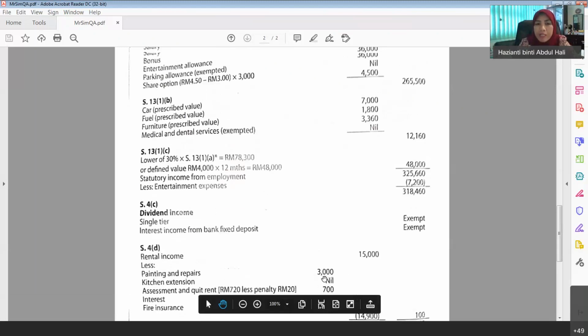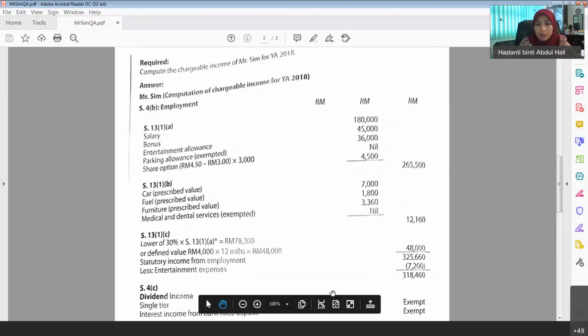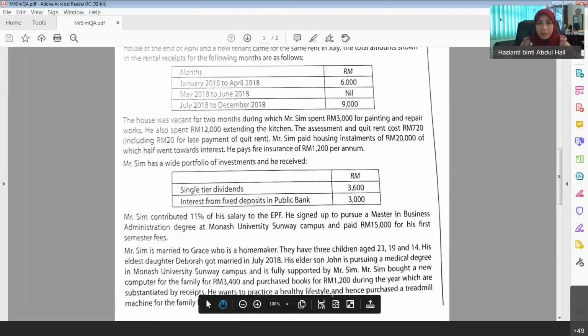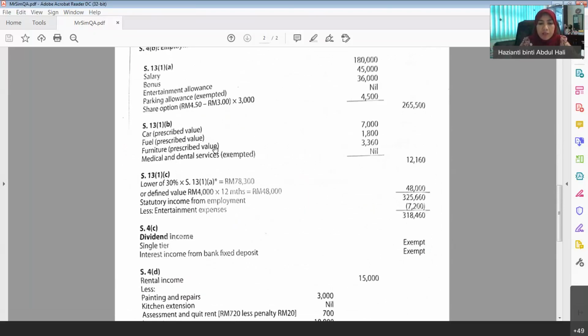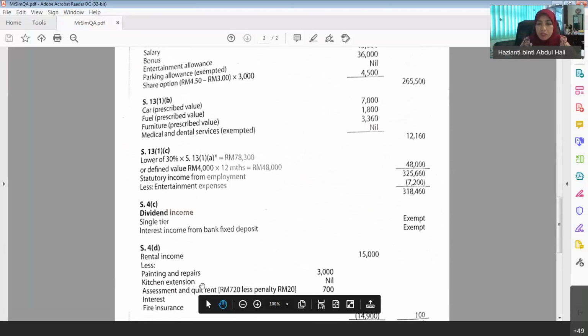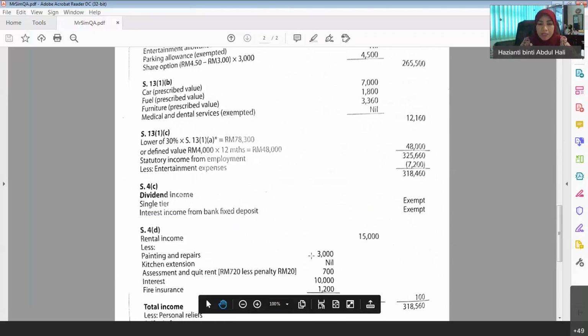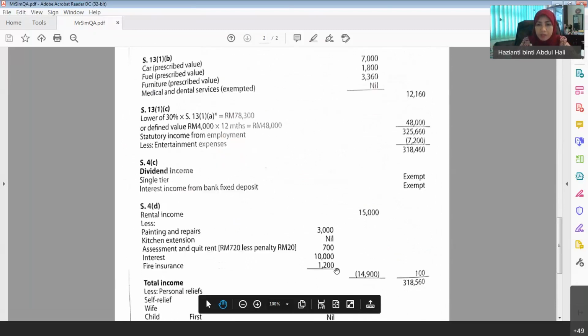Alright, remember whenever he has a loan to pay for the house, like in this case, he paid housing installment of 20,000. Half was for the interest. Okay, so kita tahu half for the interest. Remember, the allowable amount is only the interest portion, not the whole thing. Alright, so for loan repayment, just the interest portion, which is 10,000. And also fire insurance is also deductible. Alright, tambah sini. And then that will give us 14,900.